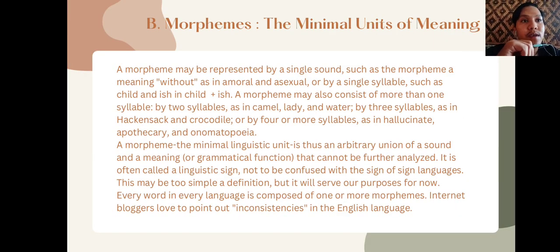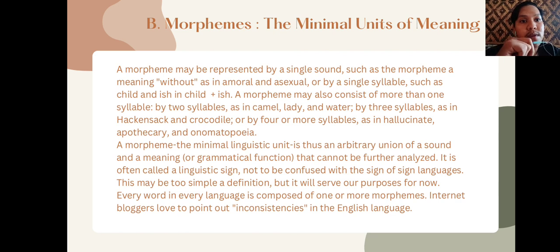Morpheme, the minimal unit of meaning. A morpheme may be represented by a single sound, such as the morpheme meaning "without," as in immoral and asexual, or by a single syllable, such as child and ish in childish. A morpheme may also consist of more than one syllable: two syllables, as in camel, lady, and water; three syllables, as in Hackensack and crocodile; or four or more syllables, as in hallucinate, apothecary, and onomatopoeia.